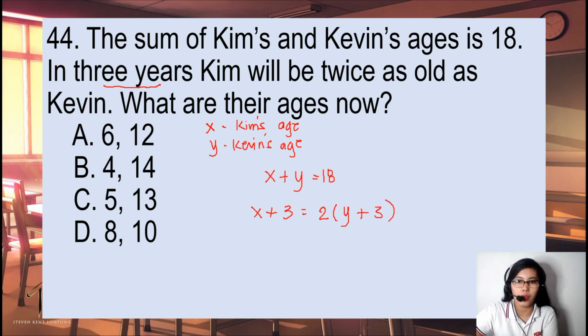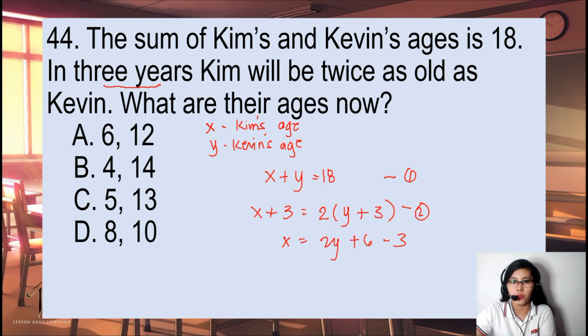So we have here again two equations, two unknowns. So let us simplify first the second equation. X is equal to 2y plus 6 minus 3. So the 3 on the left side, I just transposed it to the right side. So x is equal to 2y plus 3.